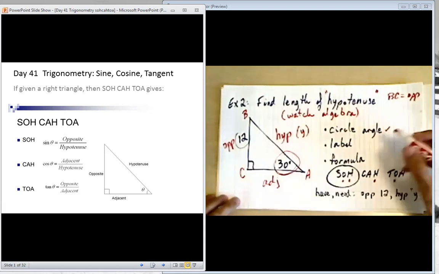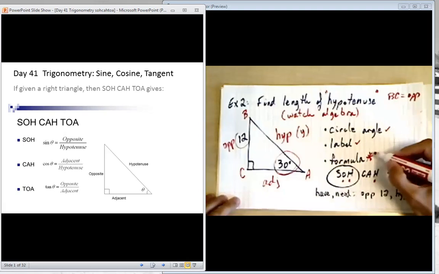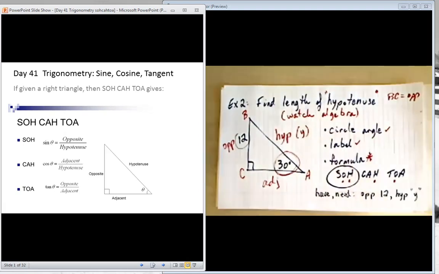Circle the angle, label the sides. Selecting the formula might need a bit of attention. We have to select which trig function to use, sine or cosine or tangent. By keeping track of what we have and what we need, we use the function that has the most information with it, two dots instead of just the one.